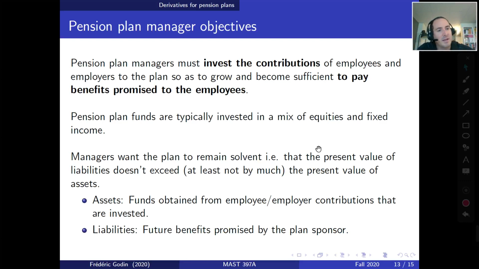So let's recall again, what are the assets and liabilities of the pension plan? The assets are the funds obtained through contributions of the employees and employers, which are invested in stocks, etc. And the liabilities are payments in the future that are promised by the plan sponsor. Well, by the pension plan, but of course the pension plan is managed by the sponsor of the plan.